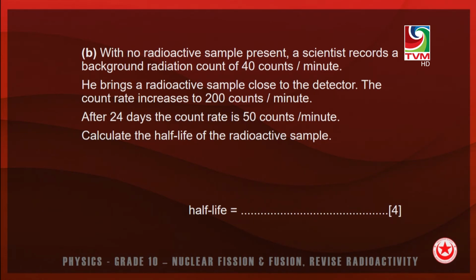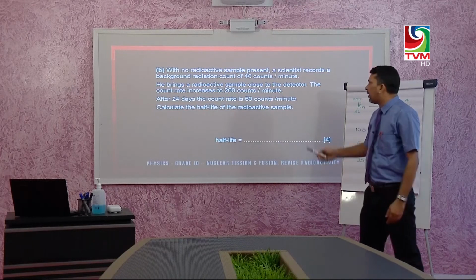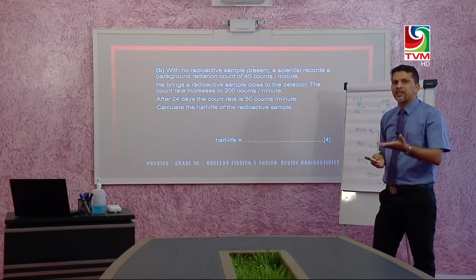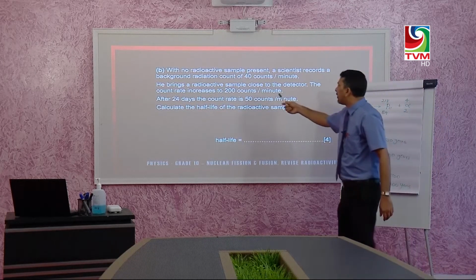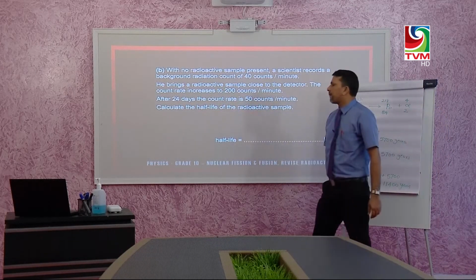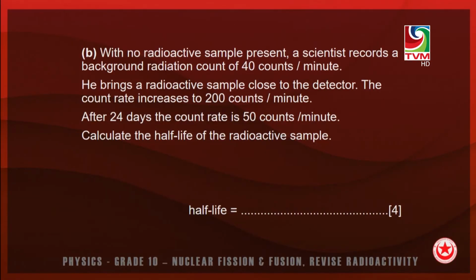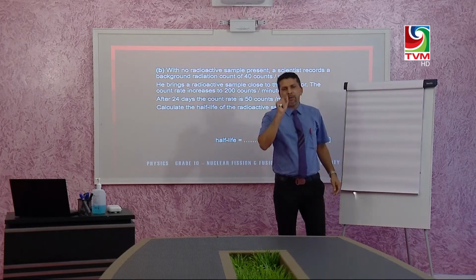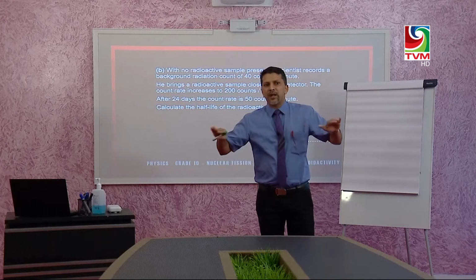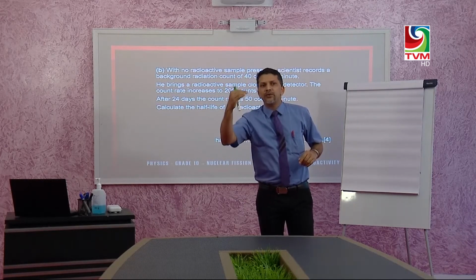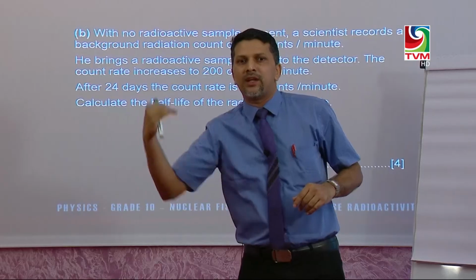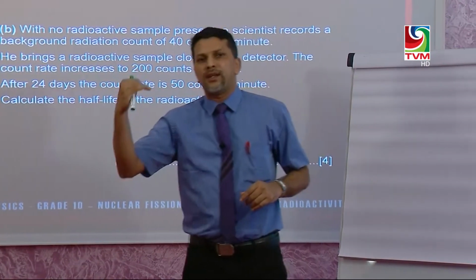So in this, some information is given. First, the background count is 40, and when we place a radioactive source in front of the GM tube, in front of the detector, the count rate increases to 200, and after 24 days the count rate is 50. Calculate the half-life. So we can check. Remember this point: the background still remains there, and only the radioactive source's count rate is decreasing.